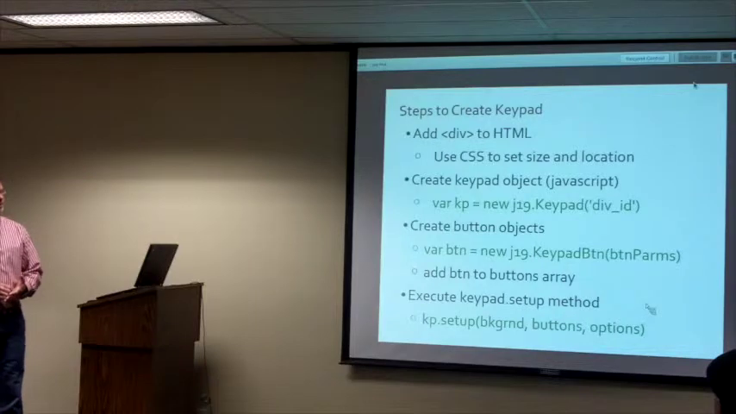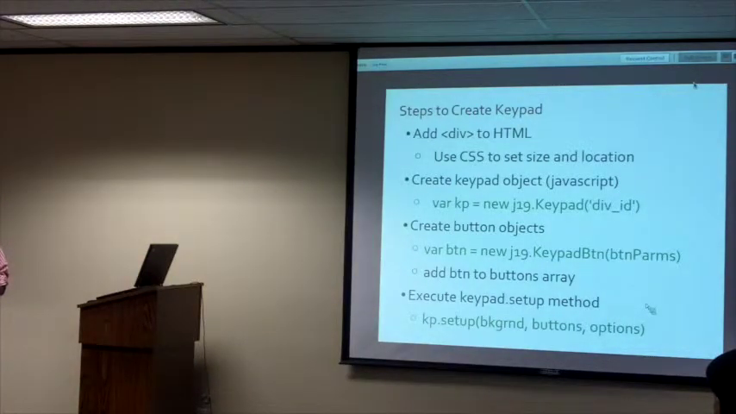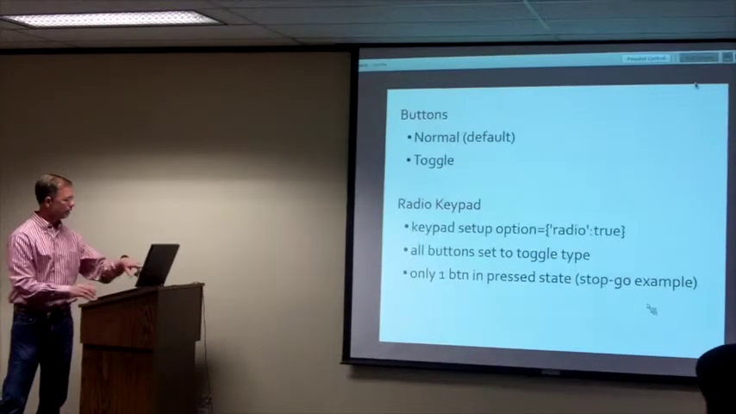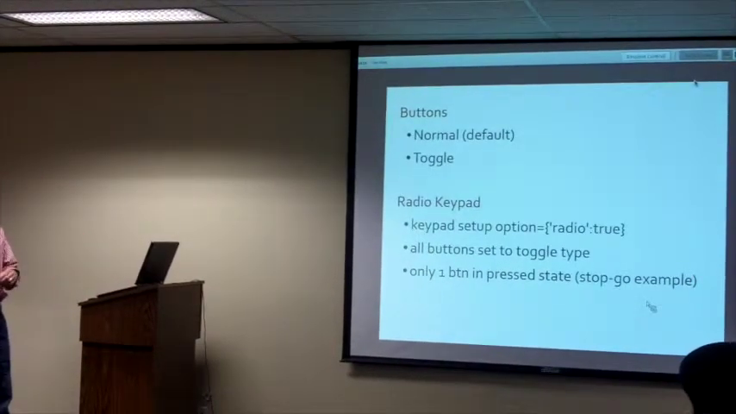The buttons is the array of buttons that were created. And options, right now we have one option. It's an object literal, and the only option in it right now is to say that the keypad is going to be a radio keypad. And if, well, let me explain that a little bit more here.